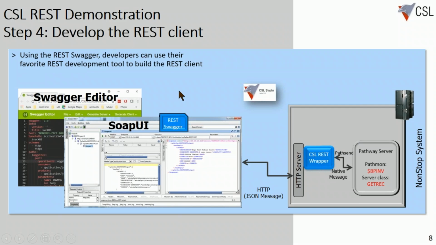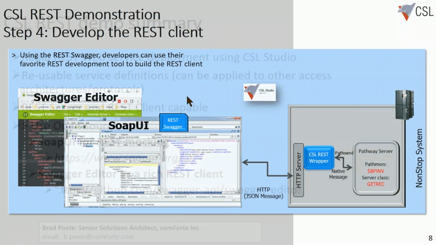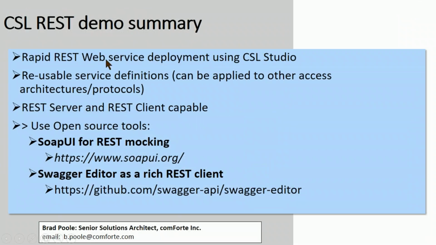In about 15 minutes, we were able to take our Pathway server and publish that as a RESTful service. And thanks to powerful open tools, we were able to construct a client to interface to it. All right, so a bit of summary then. Obviously, this was a fairly simple case, but I think it does demonstrate how you can rapidly deploy a web service using CSL Studio. And I wanted to reemphasize that in addition to REST, you can also do SOAP or the high-performing API access.